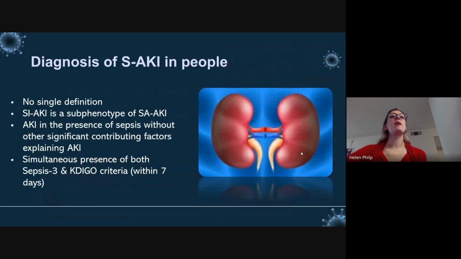In terms of how septic AKI is diagnosed in people, there's no actual single definition. And the other thing is sometimes you see sepsis-associated AKI reported, sometimes sepsis-induced. And sepsis-induced strictly is a subphenotype of the sepsis-associated, so it gets quite complicated. But really, it seems to be accepted that it's defined as AKI in the presence of sepsis without other significant contributing factors, or more objectively, the simultaneous presence within a 7-day period of both Sepsis-3 and KDIGO criteria.